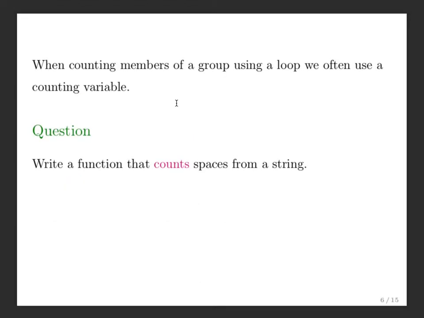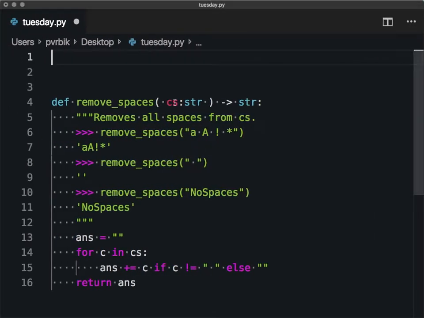So there are other types of variables we use in loops that are quite typical. Last week we looked at accumulating a value. Now I want to count something, which is like accumulation, except you're accumulating plus ones, I suppose. So when we want to count something, we often use a counting variable in order to do so. So let's write a function now that counts spaces from a string. So count spaces, right?